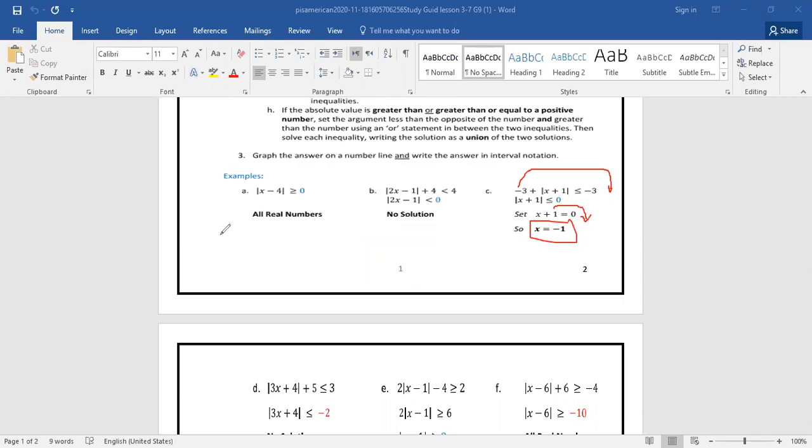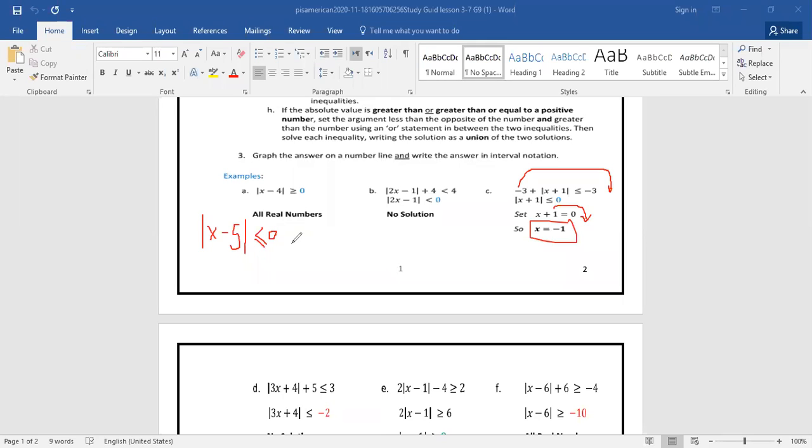Absolute value of x minus 5 less than or equal to 0. What is the value of x which will satisfy this inequality? 5. 5 minus 5 less than or equal to 0.